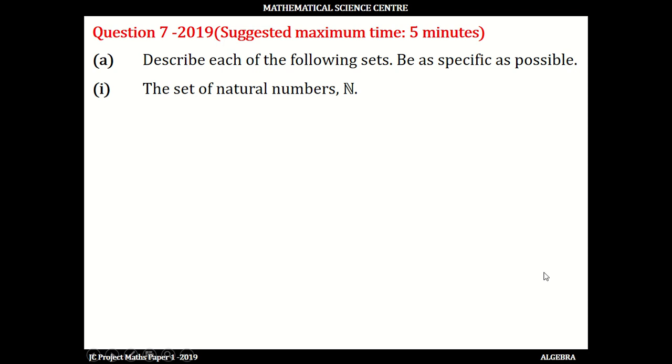Question 7 of 2019. Describe each of the following sets. Be as specific as possible. Part 1, the set of natural numbers, and that's denoted by the letter N. So the natural numbers are the set of all positive whole numbers.